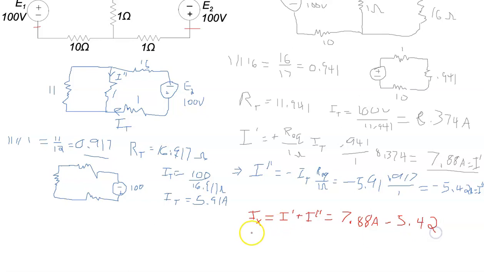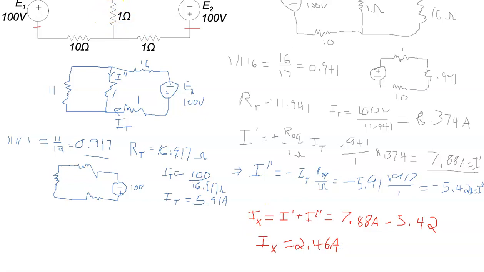5.42 amps. And so what we're saying, right, is that E1 causes a current that goes down through the 1 ohm resistor. E2 produces a current that goes up through the 1 ohm resistor. So the net current in the 1 ohm resistor then becomes the difference between them, right? And so that gives us 2.46 amps. And so 2.46 amps for Ix.